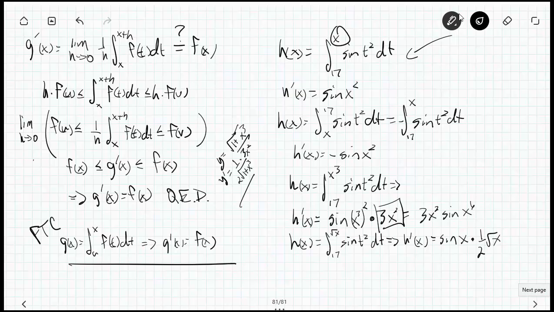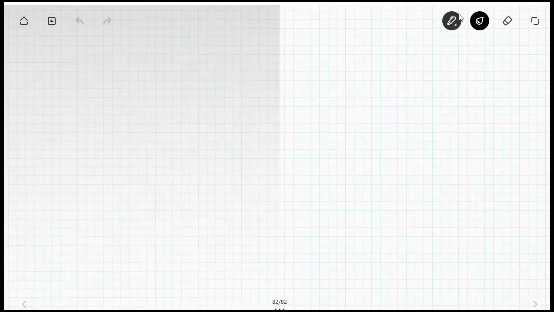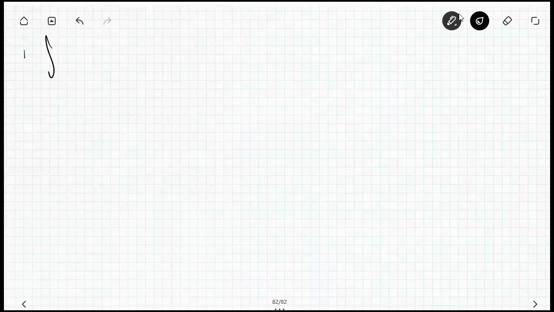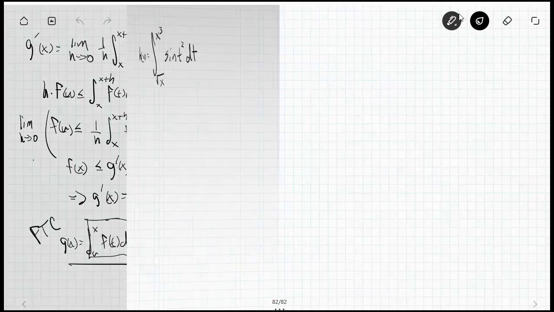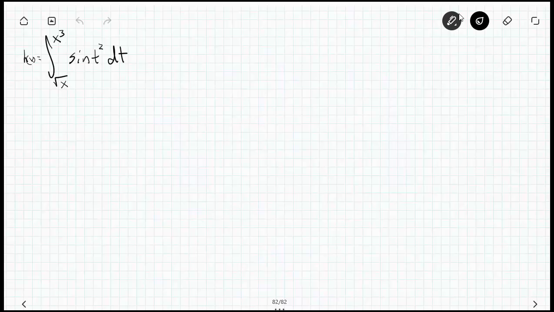All right, now I'm going to do one more rule with you guys, and then I'll give you the fundamental theorem of calculus part 2, which is really the sweet spot, and then we're done, okay? Last but not least, what if I let h of x equal the integral from the square root of x to x cubed of sine of t squared dt? Well, again, fundamental theorem of calculus is a one-trick pony. You have to make it look like that. In other words, I have to go from a constant to a function, but that doesn't work. However, there's this fancy little trick.